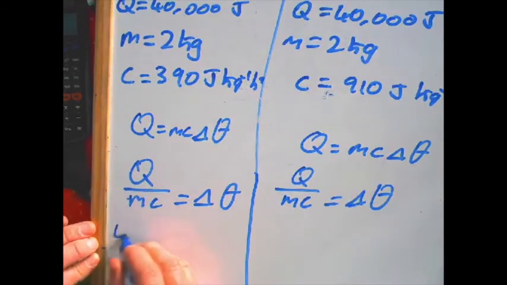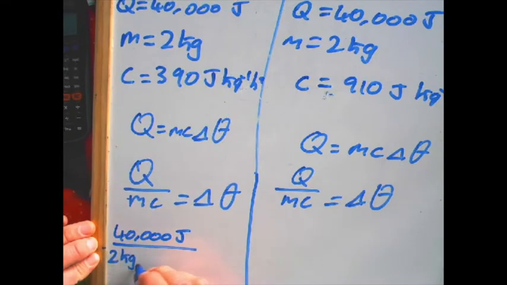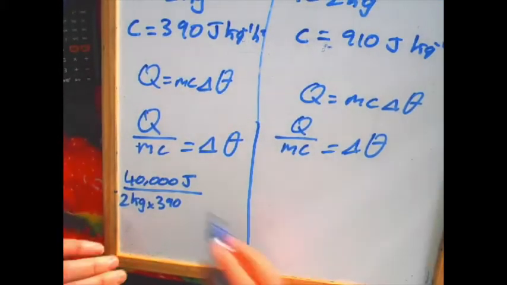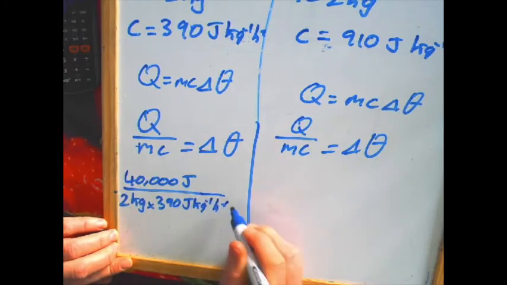I'm being very pedantic and writing at every step just so you don't think I've plucked it out of thin air. So let's plug in our numbers. We have 40,000 joules divided by the mass of 2 kgs times the 390. You can't see that because it's gone off the screen a little bit.